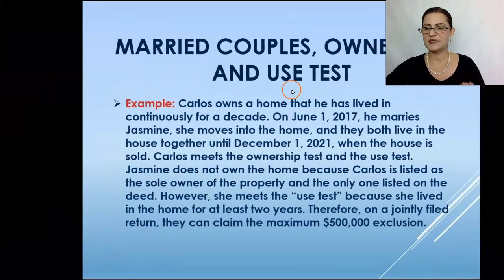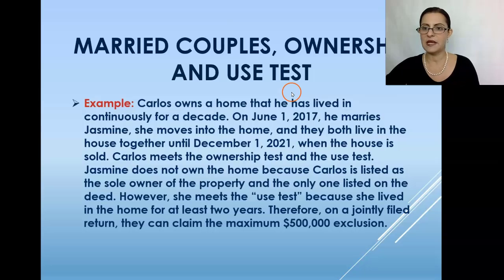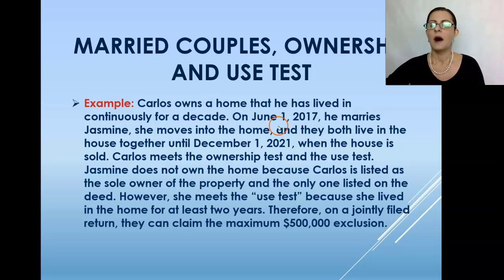Example number 1. This is the special rule that applies to married couples with regards to the ownership and use test. Carlos owns a home that he has lived in continuously for a decade. So he owns the home. He's already lived in it for 10 years, a really long time. On June 1st, 2017, he marries Jasmine and she moves into the home, and they both live in the house together until December 1st, 2021, when the house is sold.